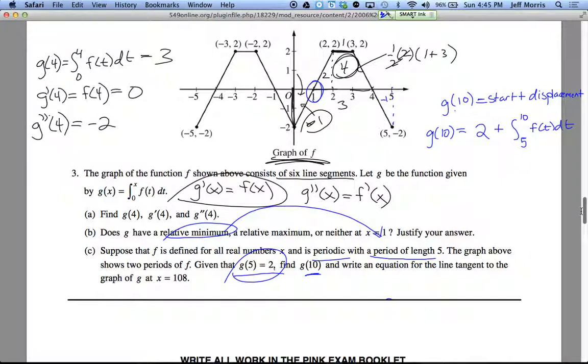And we already know what this is because it's repetitive. If from 0 to 5 it was 2, what is it going to be from 5 to 10? 2 again. So it's just 2 plus 2, which is 4. So g of 10 is 4. Since we're going to keep adding on 2 forever, I just need to know how many 2's I'm going to add on all the way up to 108.